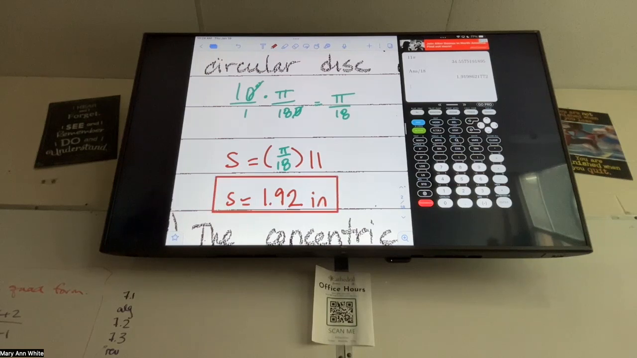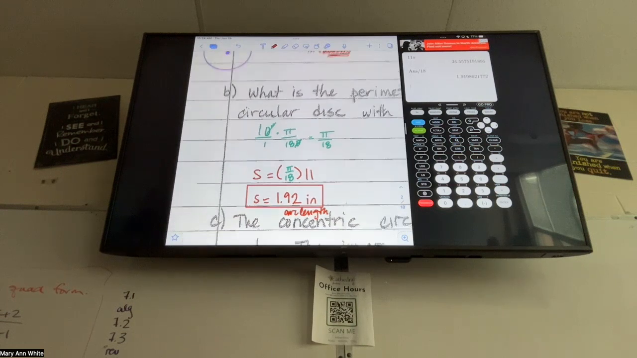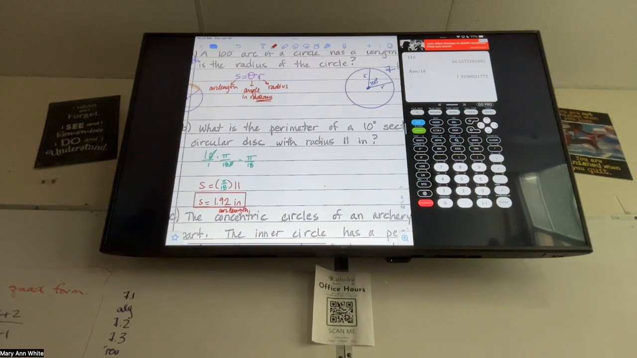And remind me, what did we just find? What's S equal to again? Yeah, Ryan? The arc length, very good. Now, is that all I needed to find? Did it just say, what's the arc length? Oh, what does that mean? What is perimeter? Out of all the sides, right?